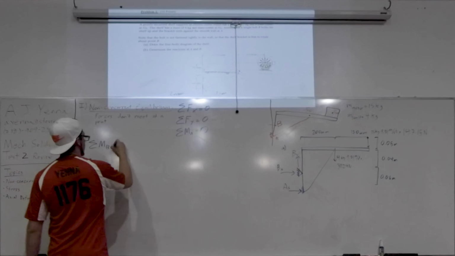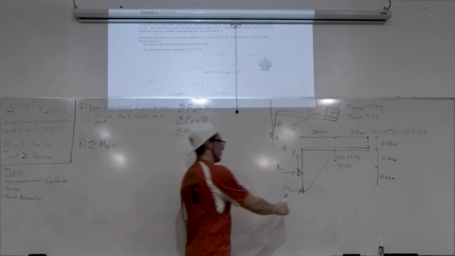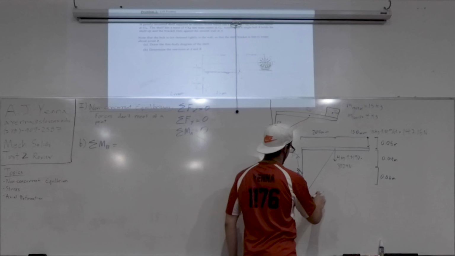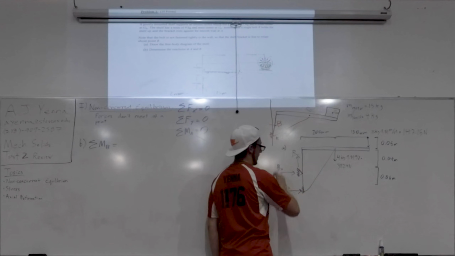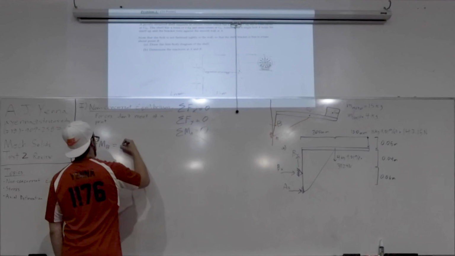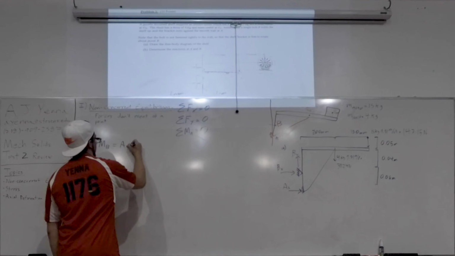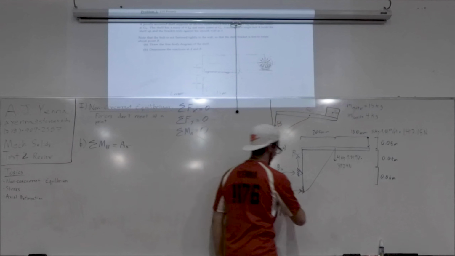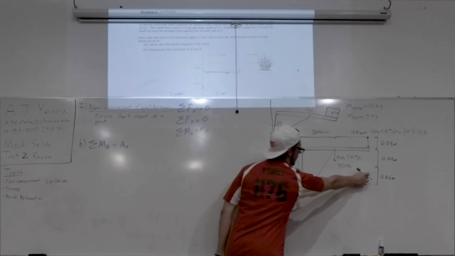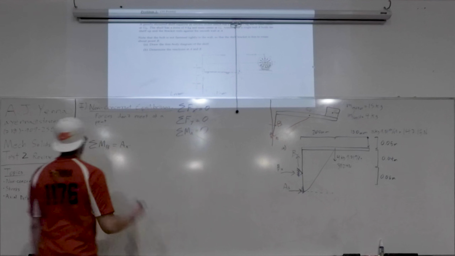So for here, we have Ax is positive because it's going counterclockwise around point B. So you get positive Ax times the distance between the line of action of Ax, which is this, and point B, which is 0.06 meters.